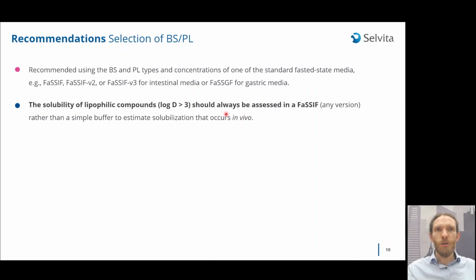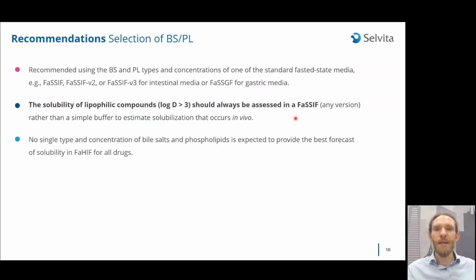above 3 should always be assessed in FaSSIF of any version rather than simple buffer, because the presence of bile salts and phospholipids in that media will significantly increase the solubility. And if we want to have a more realistic estimation of the actual solubility in vivo, we should always test it in a medium that contains bile salts and phospholipids.